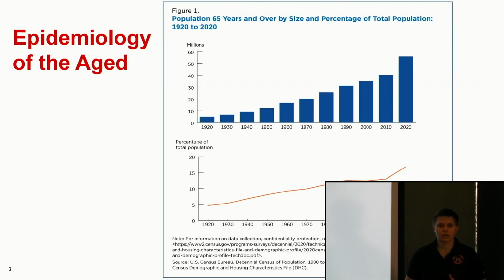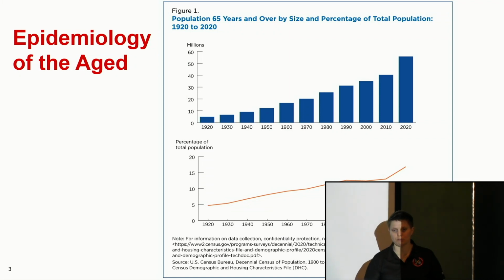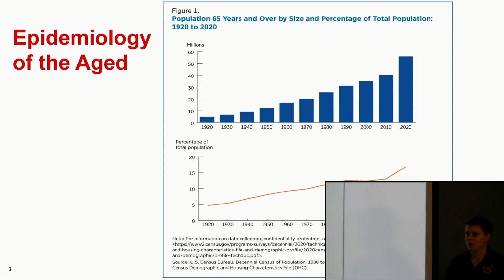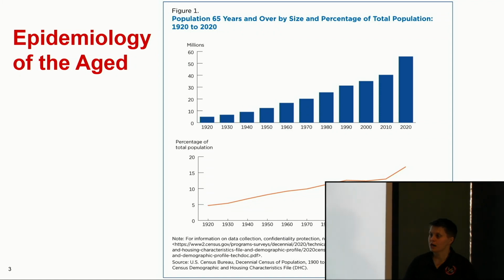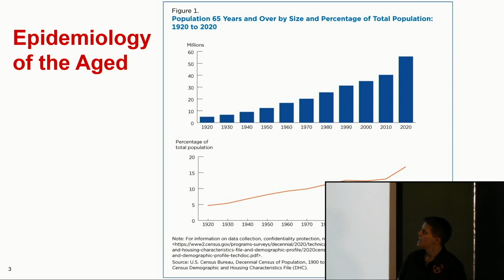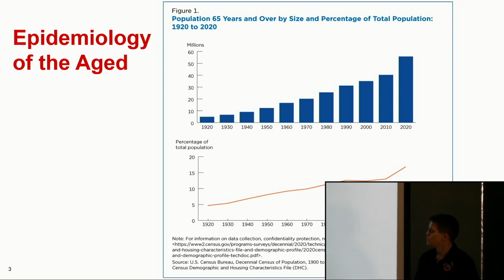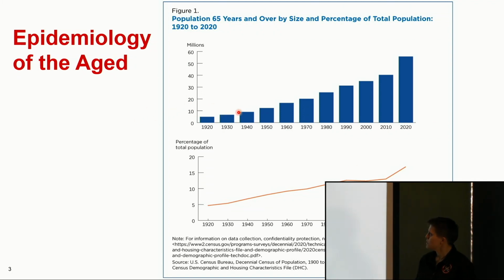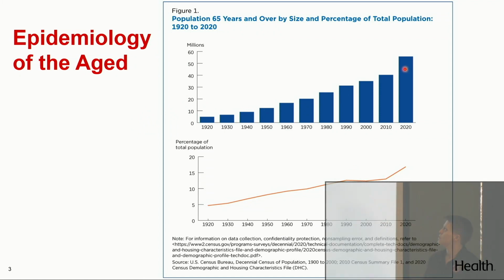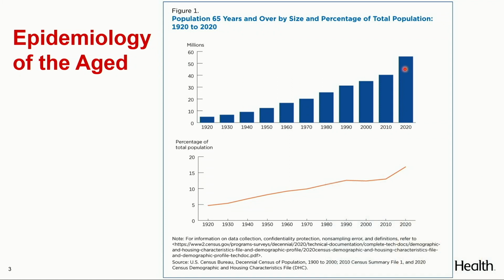So first we're going to jump into talking about the epidemiology of this patient population, and this basically goes to why it is important for us to understand how to evaluate, assess, and manage patients who are elderly. For context, the patient population that we're talking about is any patient over the age of 65. And this graph shows you that the number of patients over the age of 65 has been increasing over time. So in the 2020 census, 1 in 6 people in the United States were over the age of 65.